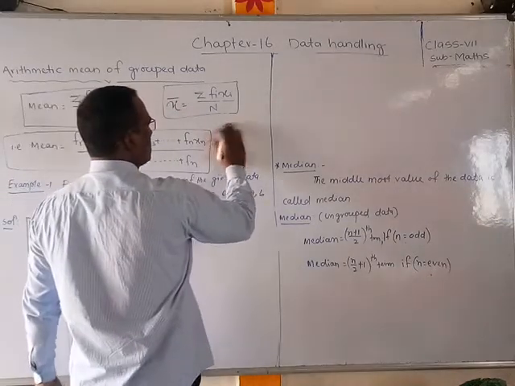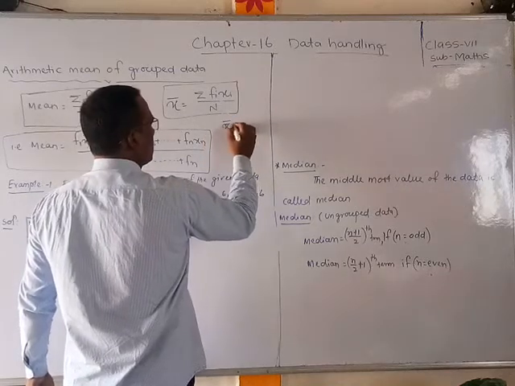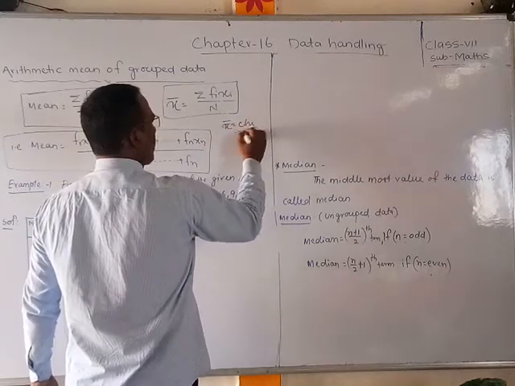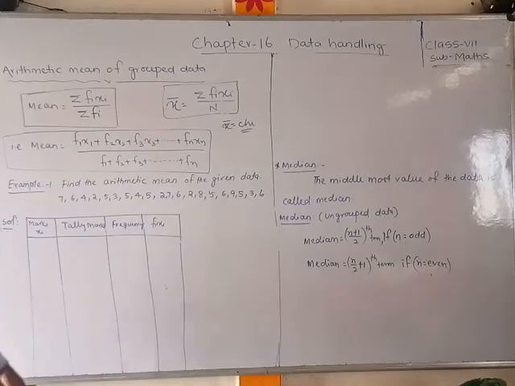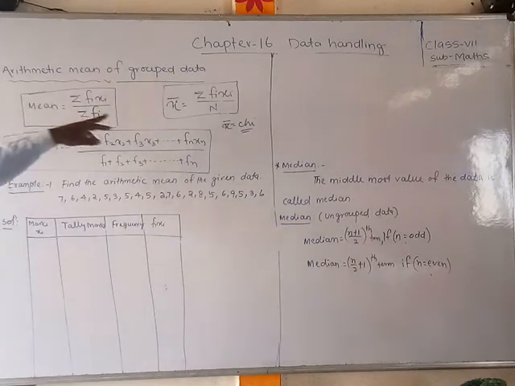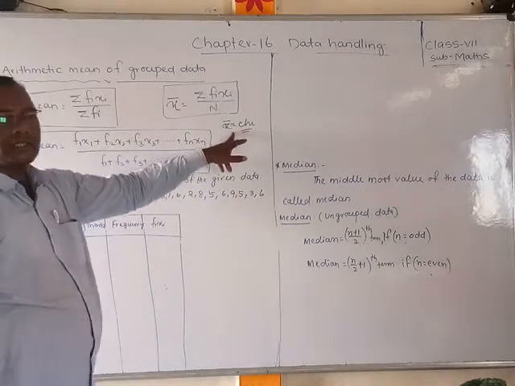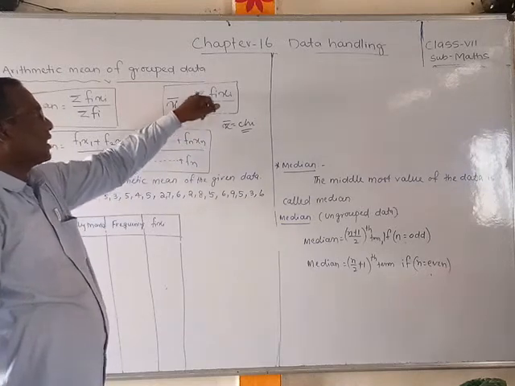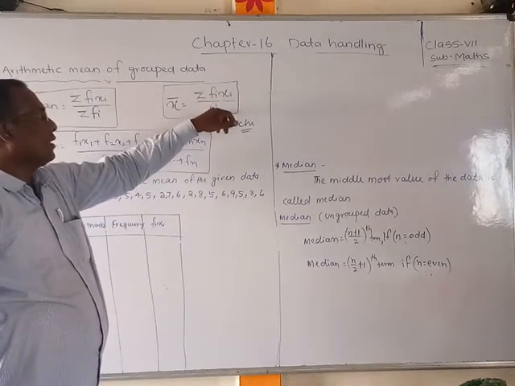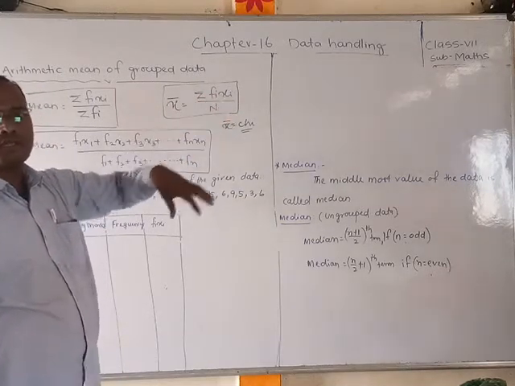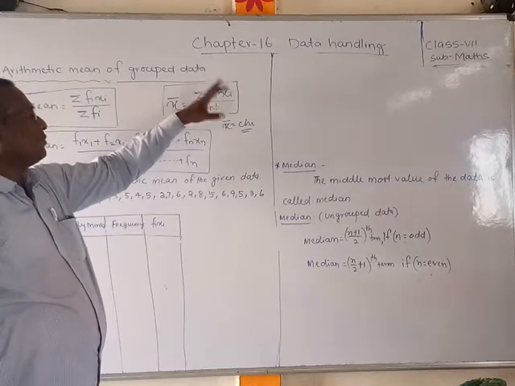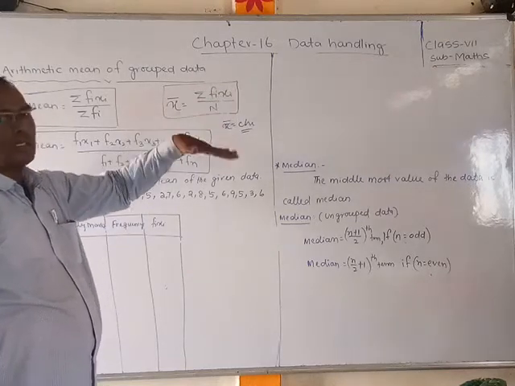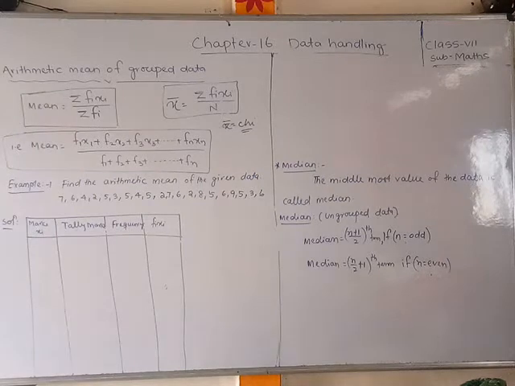This is read as x bar, the arithmetic mean. X bar is equal to the sum of fi xi divided by n. N means the total number of observations. Sigma of fi xi means the sum of fi into xi. Okay, I will explain how.